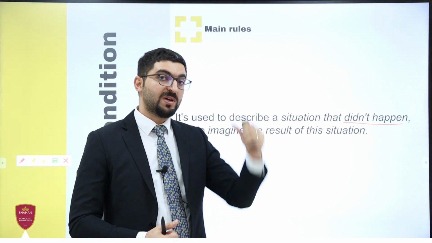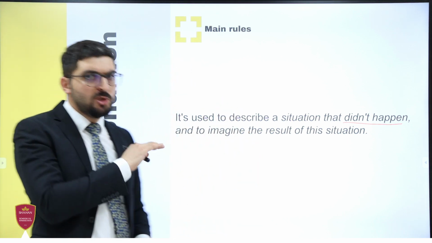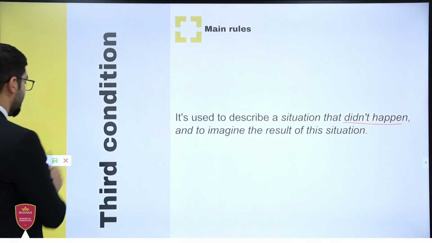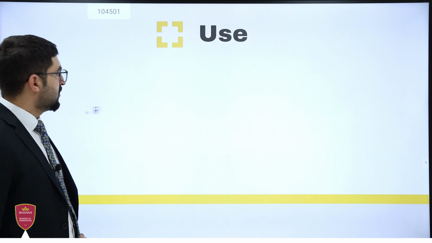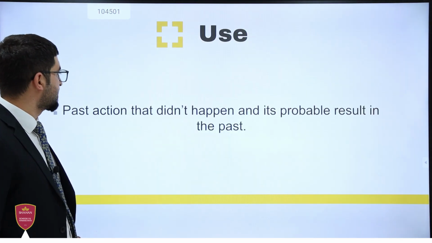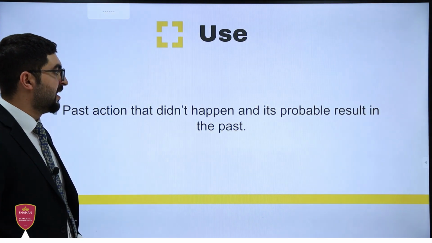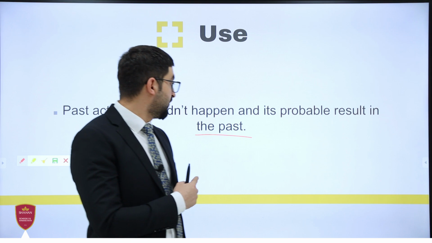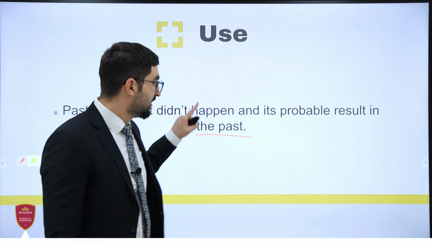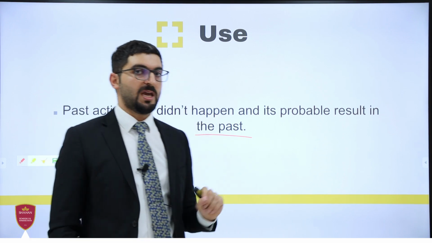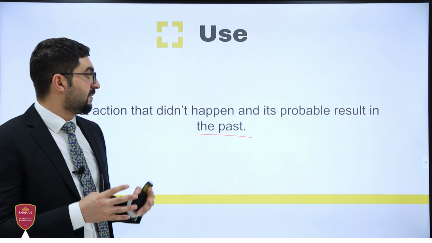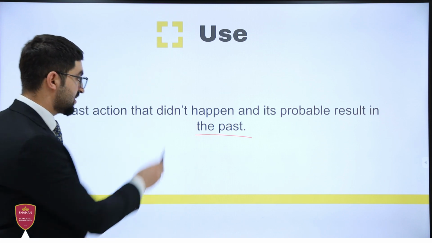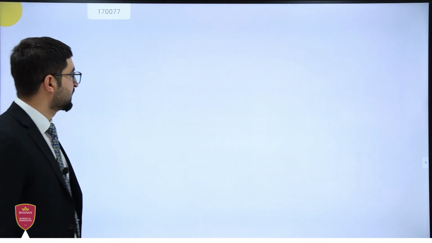Okay, we use it what? Third condition. It is no probability at all. It's like imagination. Okay, so we can use it for what? For a past action that didn't happen and its probable result in the past. Look at the point. So this point is really important. It says past. Okay, why? Because it's the probable result in the past that something didn't happen. Okay, simply. Just be careful about this point.